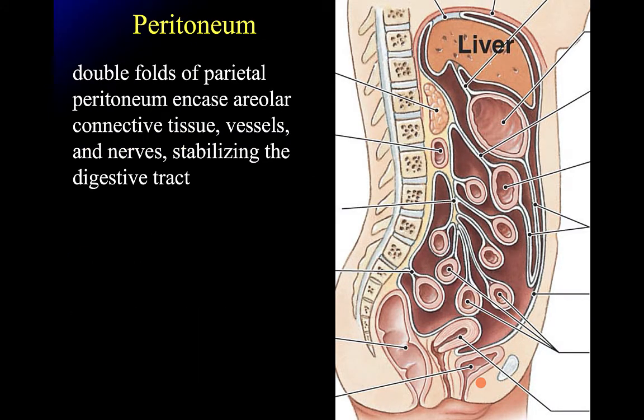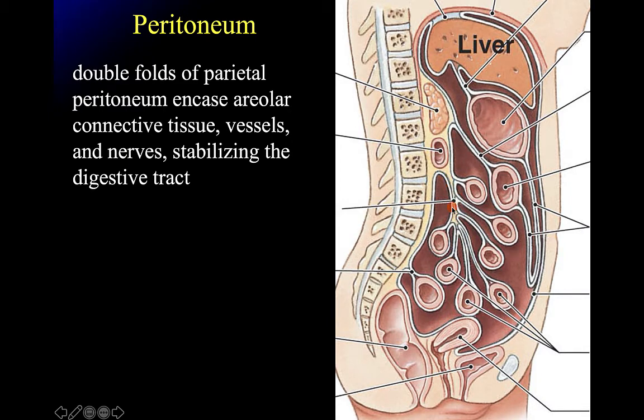Now let's speak a little bit about this peritoneum. We talked about this in Chapter 1 this semester. This is the double folds of parietal peritoneum that we want to take a look at here. And this, of course, is a simple squamous epithelium that may have some areolar connective tissue, maybe even some adipose tissue in it. You can see a little bit of adipose kind of within the folds in here.